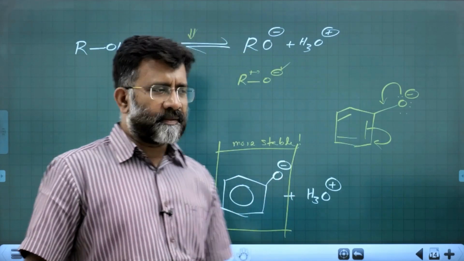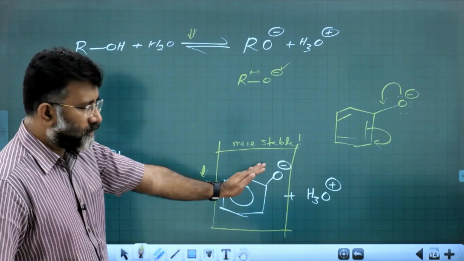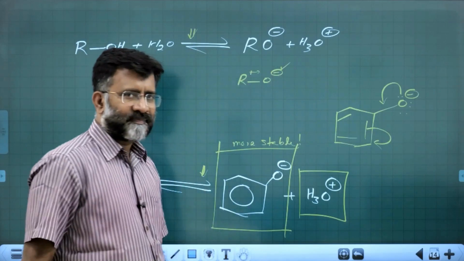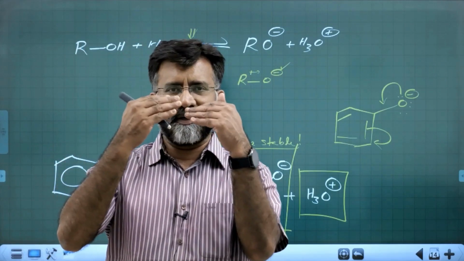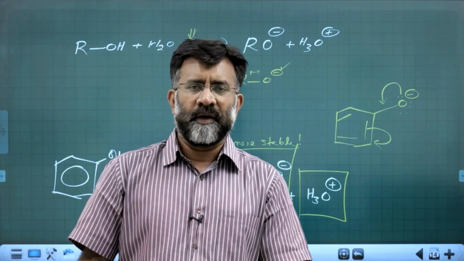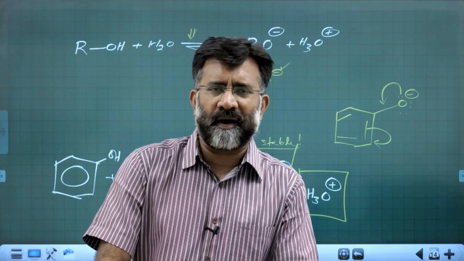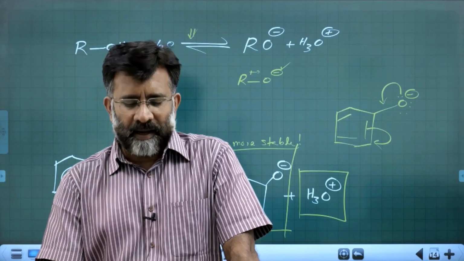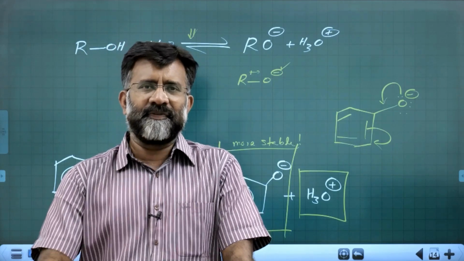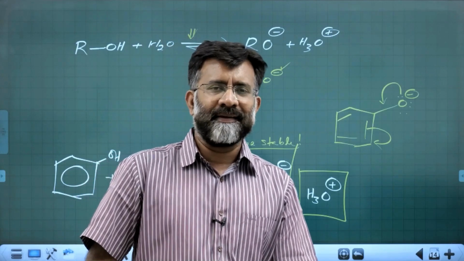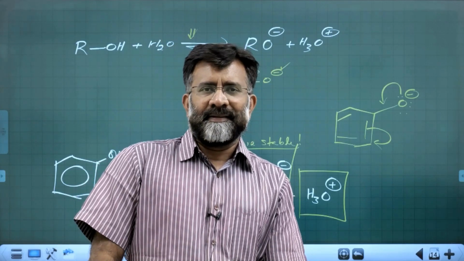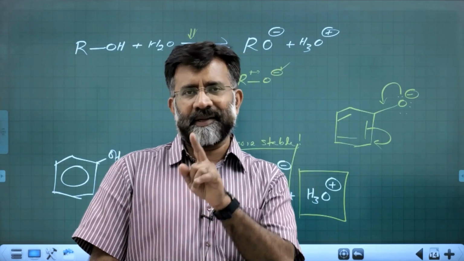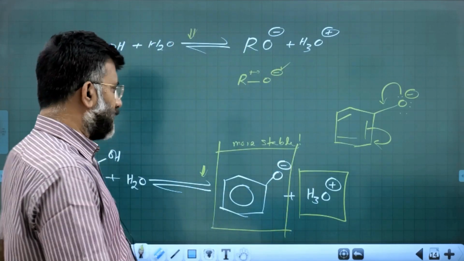So what happens? Phenol is more coming to this side. You get more of H3O plus. pH relatively drops. Not quite surprisingly, it is called carbolic acid. So alcohols are less acidic than phenols, clearly justified by the relative stability of the conjugate base.